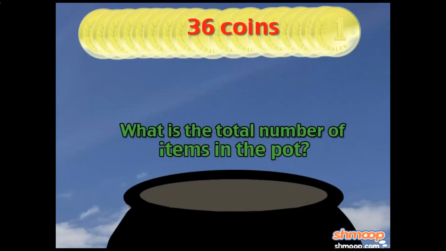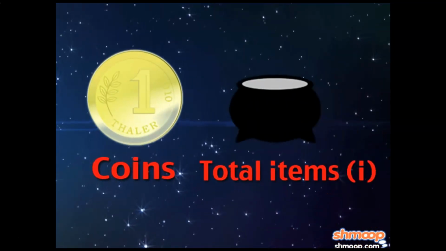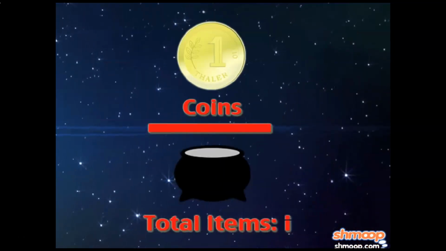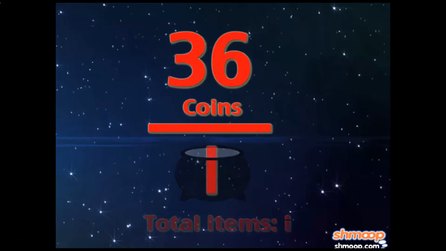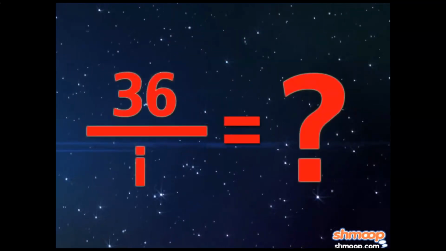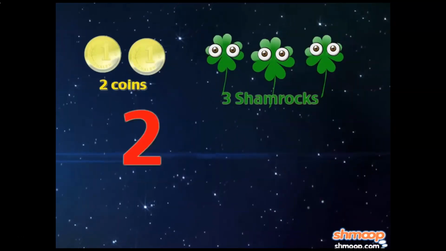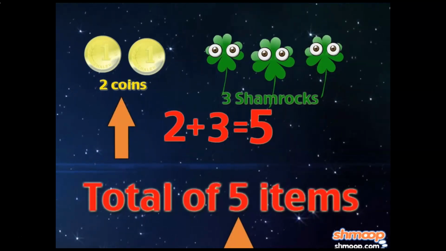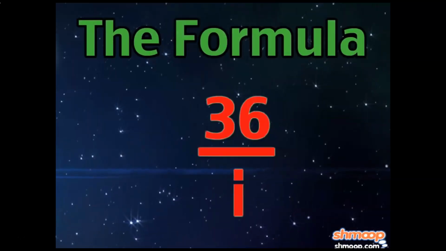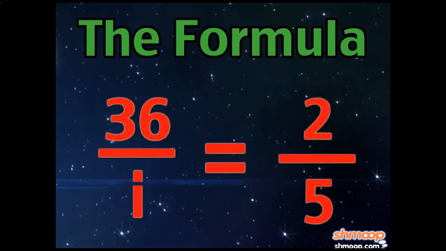We want to find the total number of items, so let's call our variable I. Now let's set up our ratios as coins to total items. We can also write that as a fraction. The number of coins is 36, so coins over total items is the same as 36 over I. Now let's set up an equivalent ratio for coins to total items. We have 2 coins to every 3 shamrocks, giving us a total of 5 items. So we know that 2 out of every 5 items are coins. Because we have found the equivalent ratio, we can set up a formula. 36 over I equals 2/5. Now we just solve for I.